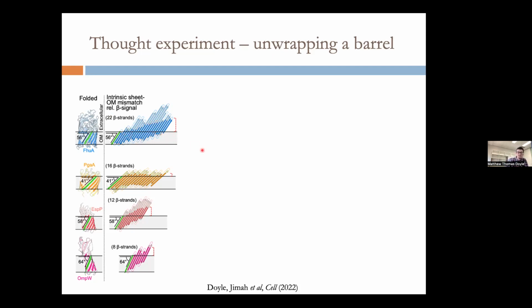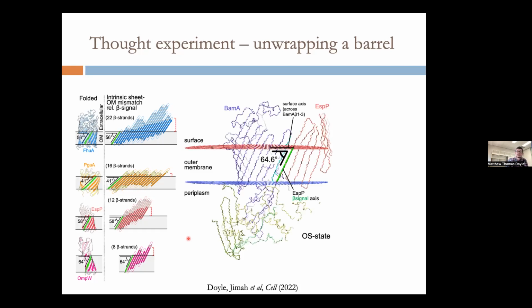So perhaps, and this was present in all of the ones that I looked at, an idea is that the intermediate stages of barrel folding have evolved to be antagonistic to the plane of the outer membrane. Okay, but that BAM-A's role is to hold on to that strand and even accentuate that angle, that angular discrepancy.